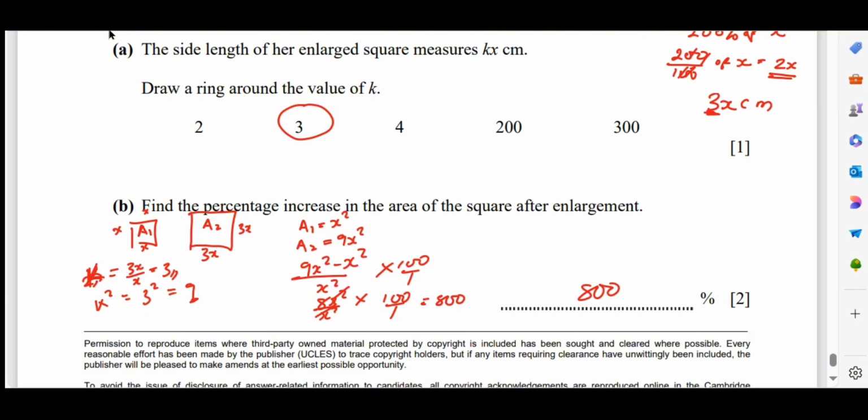All right, so this is where we are going to end our paper one, and we are going to have the next paper, which is paper two.